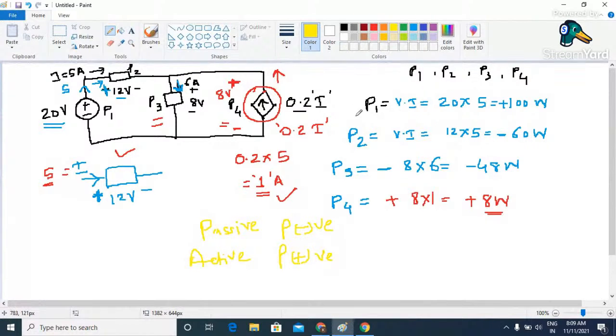So from this it is very clear that because P1 and P4 are positive, see, positive 8 watt, positive 100 watt, that's why P1 and P4 are active elements, whereas P2 and P3 are both negative. See, minus 60 watt and here minus 40 watt. That means they are not active elements, they are passive elements as far as this particular circuit is concerned. So in this way, we can solve numericals on power calculations as well as how to find out the value of dependent source based on circuit behavior.